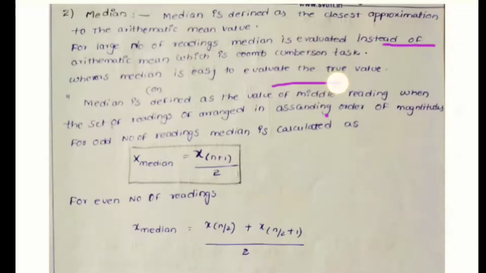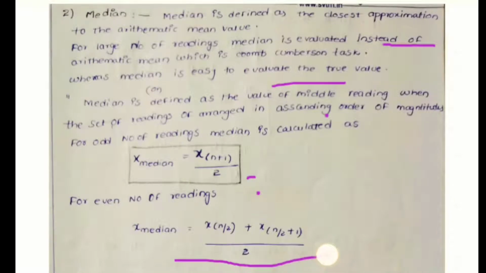Median is defined as the value of the middle reading. If the set of readings is arranged in ascending order, the value of the middle one is very close to the average value, that is, the mean value. Hence it is near the arithmetic mean value. For a set of readings arranged in ascending order, x median is given by x of (n plus 1) by 2 for an odd number of readings. For an even number of readings, it is x of n by 2 plus x of (n by 2 plus 1), divided by 2.